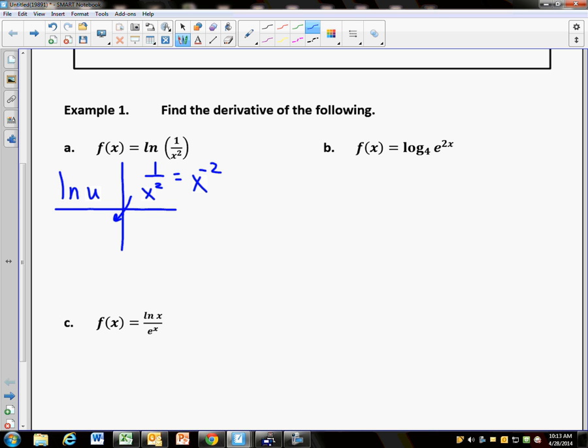It's the derivative of natural log of u. 1 over u. And then the inside function was 1 over x squared. What is the derivative of x to the negative 2? So you bring the negative 2 in front, negative 2 over x to the negative, I'm sorry, x to the negative third, or over x to the third. So that's our derivative.